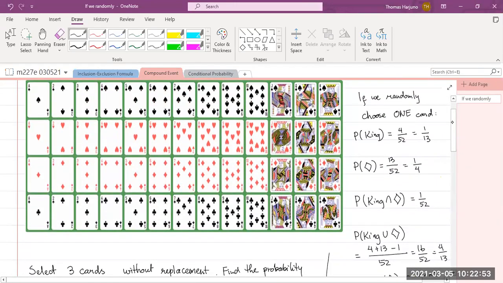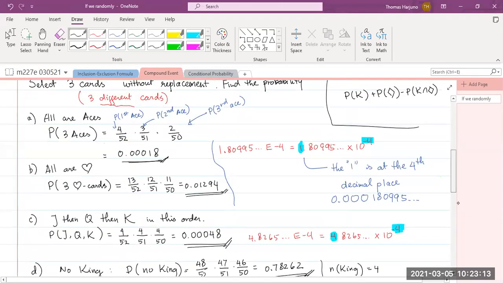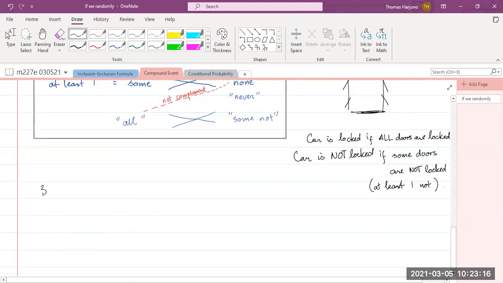Now, what I want to do next is we will do the same problems again. Exactly the same problems, but this time we do it with replacement, and I want you to see what happens with the work. Okay, let's do that. Suppose we select 3 cards from a deck with replacement. Okay, you put it back, right?